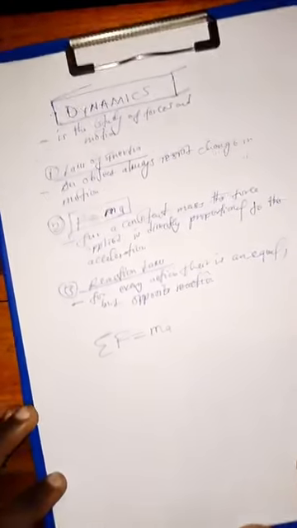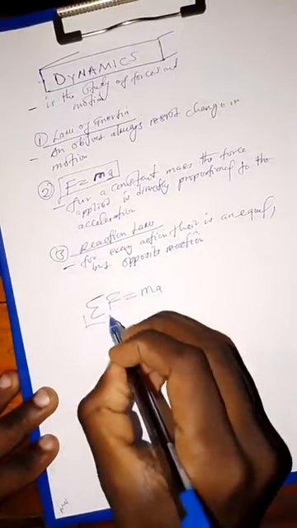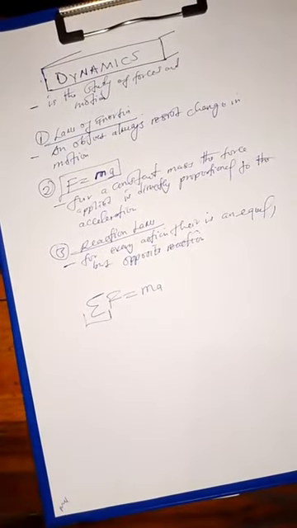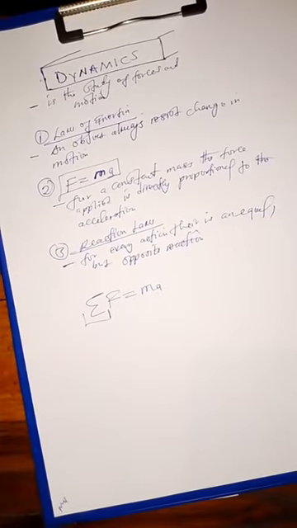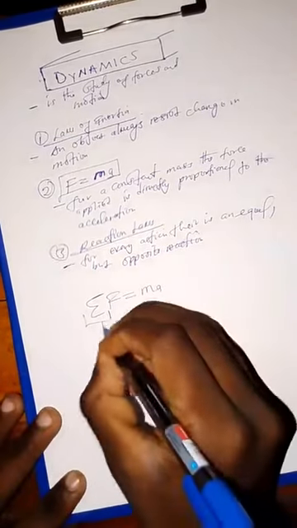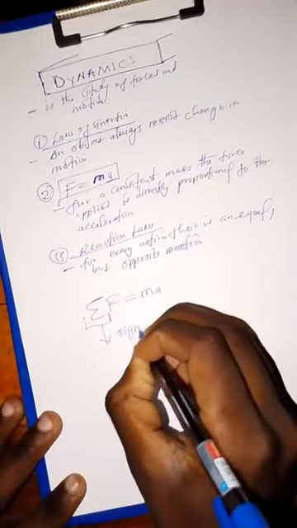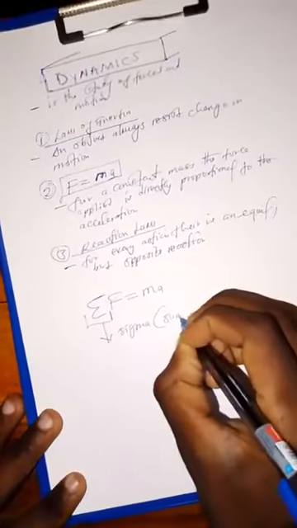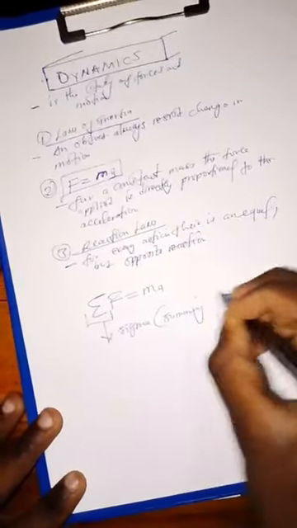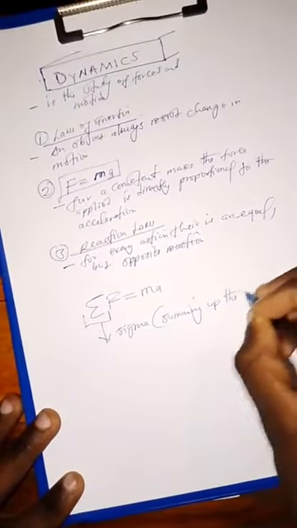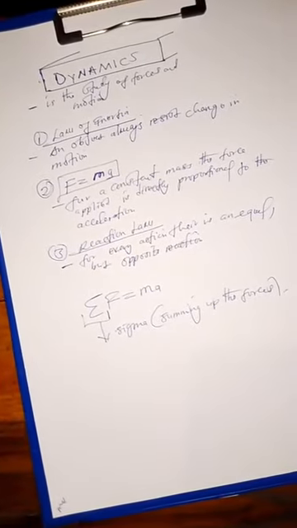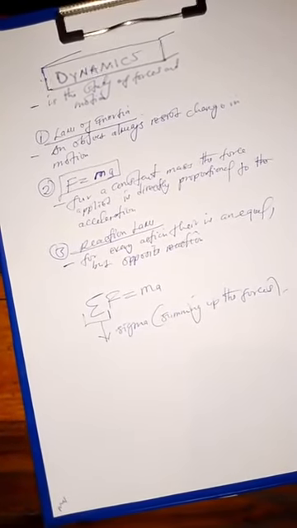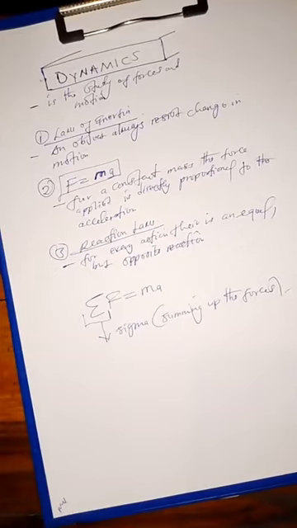Do you know what this symbol means? This symbol is called sigma. Sigma means you are summing up the forces, the forces which will be applied to the object or whatever the case. Okay, so we move on. These are just general pointers that you need to know.